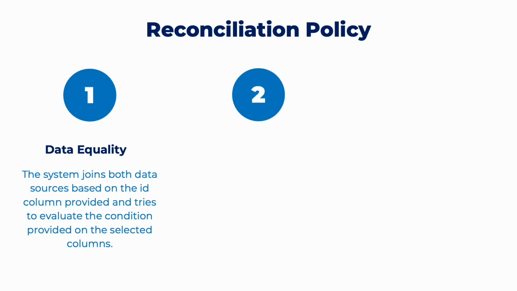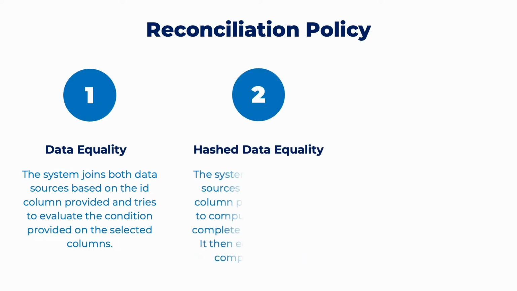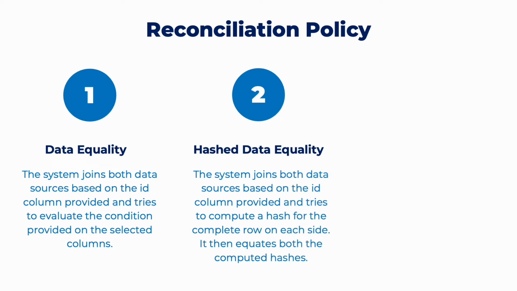The next one is hash data equality, which is a policy where the system joins both data sources based on the ID column provided and tries to compute a hash for the complete row on each side. It then equates both the computed hashes, and if they do not match, the policy execution fails.